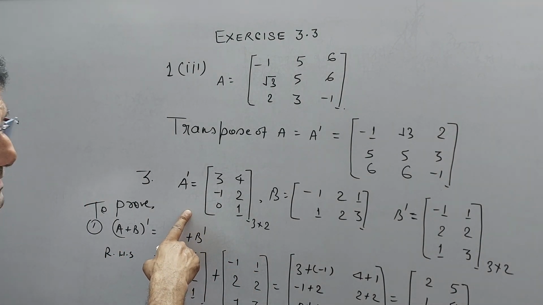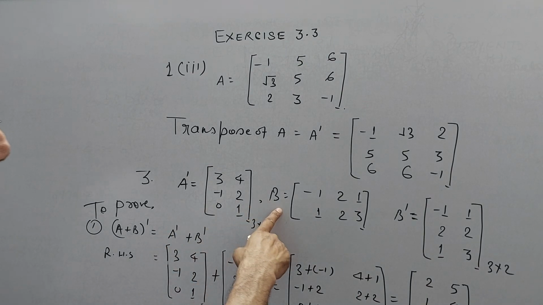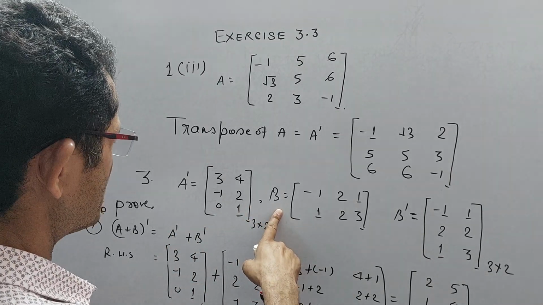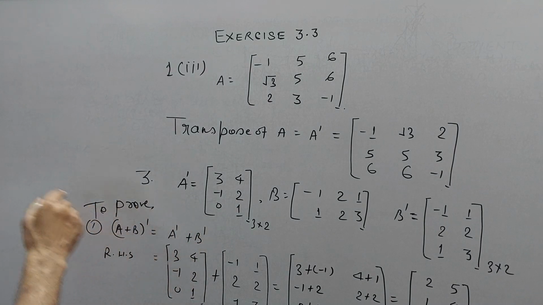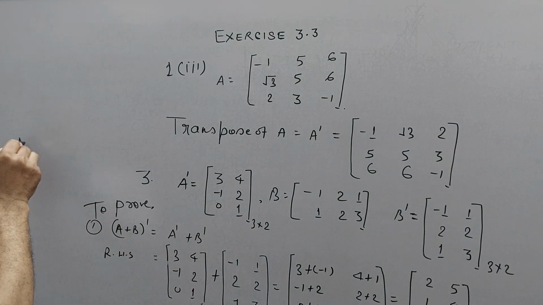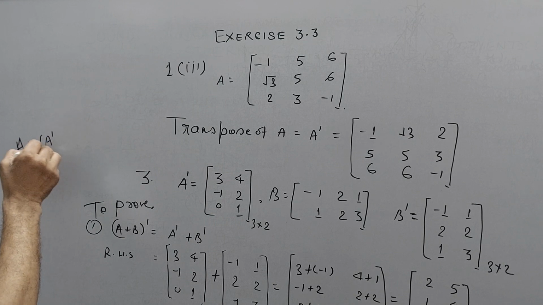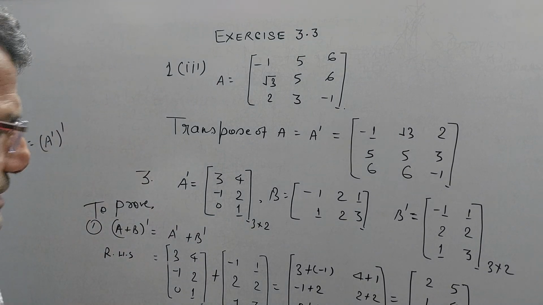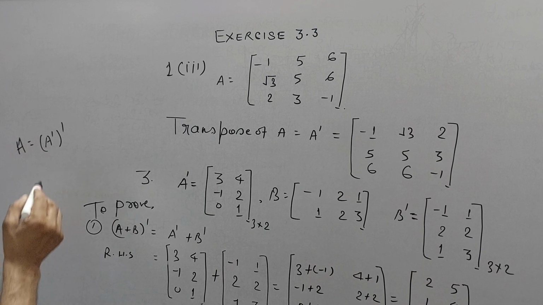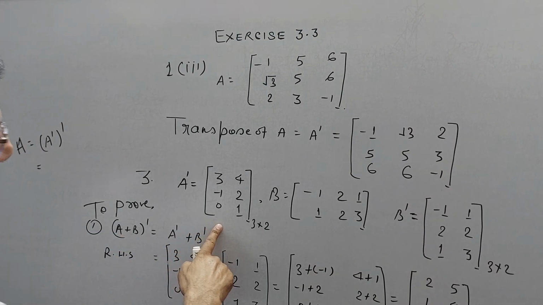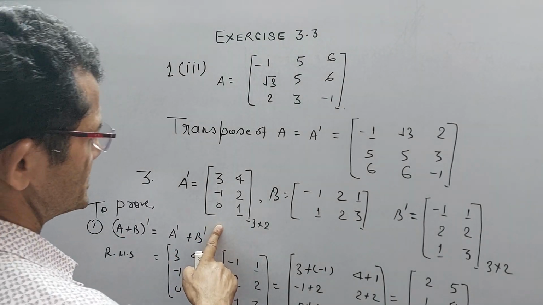Matrix A is not given, but the transpose of A is given, and matrix B is already given. So we first have to find matrix A from here. We know that the double transpose gives the original matrix again, so if I transpose this again, we will get matrix A.